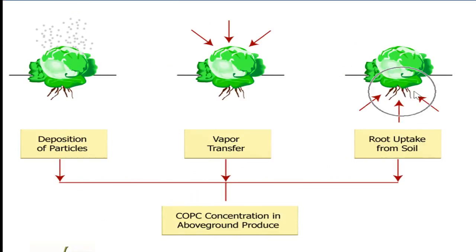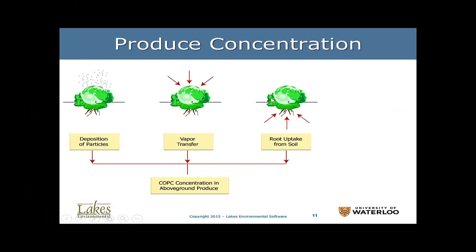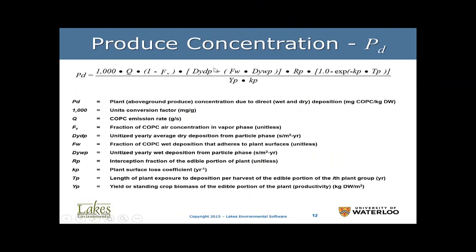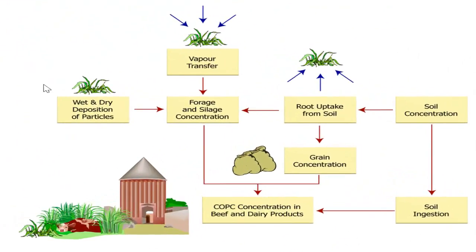Here, and root uptake. As the soil gets contaminated, the roots will absorb COPCs and inject them into the plant tissue. Produce concentration, this is how we compute this. For beef and dairy, we'll have wet and dry deposition of particles and vapor to plants. Then we get forage and silage concentration. We also have root uptake and our friend soil concentration, transferring this to root. Once we get those plants, they are stored here.